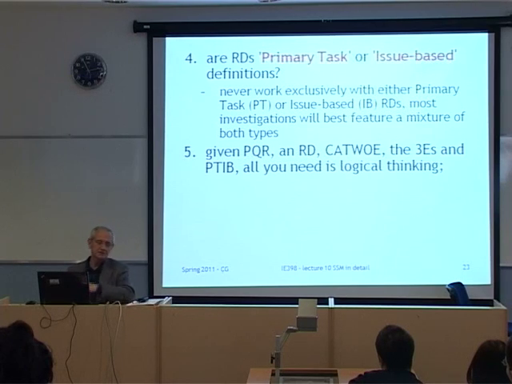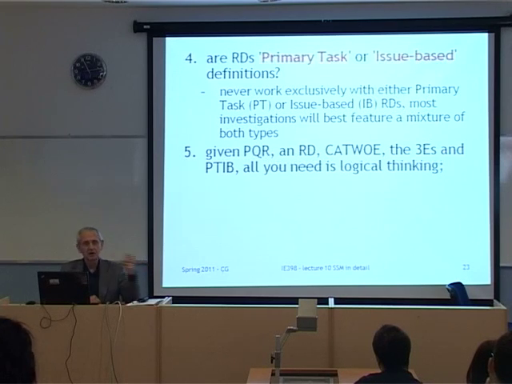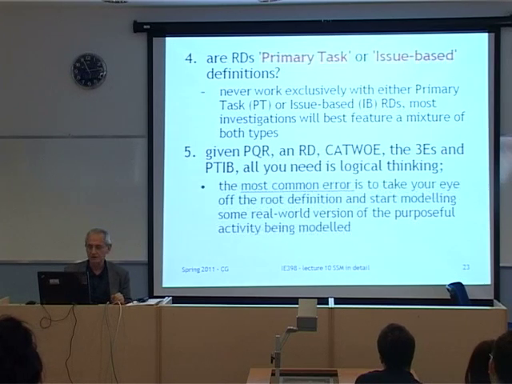Step number 5 is the final step. We started with PQR, given PQR, a root definition, the CATWOE analysis, the 3 E's. PTIB is also, we have an idea whether it is primary task or issue-based. All you need is, the remainder of your work is just logical thinking to construct the model.